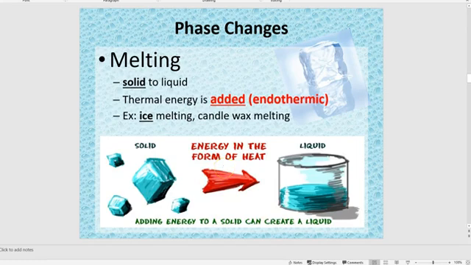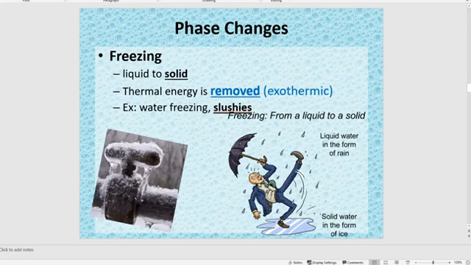The opposite of melting would be freezing. So freezing would be taking liquid water and changing it to a solid like an ice cube. Thermal energy, heat is being removed, so we call that an exothermic reaction. Melting was endothermic, freezing is exothermic. So when we make slushies or you get ice buildup, this is a freezing or exothermic reaction.